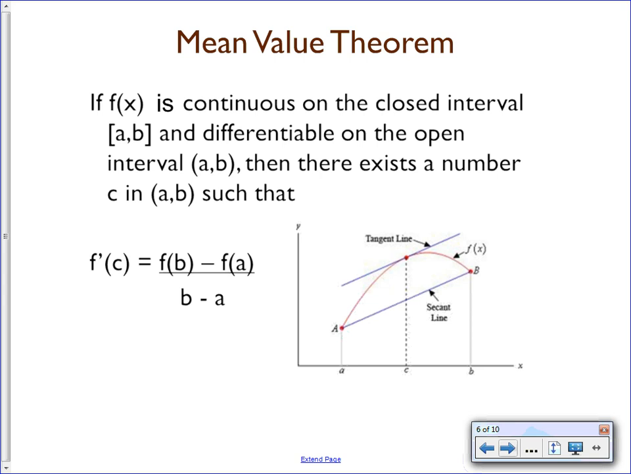So we have the same stipulations. We need to be continuous on the closed interval, differentiable on the open interval. Okay? Now, in the mean value theorem, it doesn't matter what the heights are. All right? This is saying what? Okay, what is this? This is the derivative. What is this? The x amount, the difference of the x values.